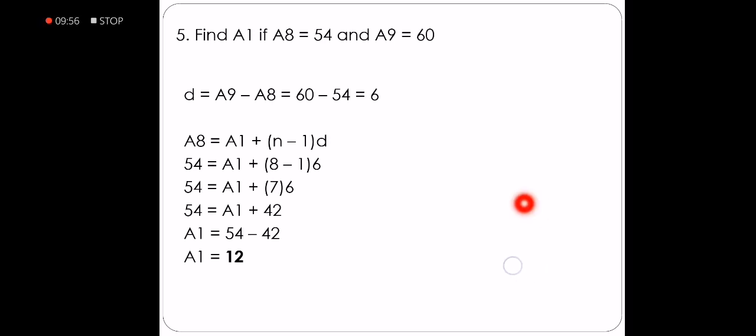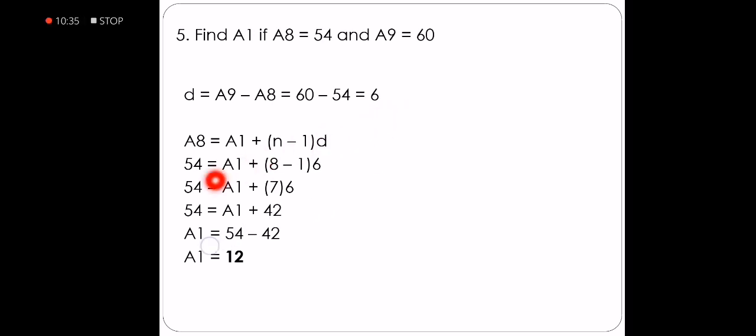Number 5: find a sub 1 if a sub 8 equals 54 and a sub 9 equals 60. This time, we are looking for a sub 1. As you notice, we are given a sub 8 and a sub 9, and these are consecutive terms. So we can subtract the two to get the common difference right away. The common difference equals a sub 9 minus a sub 8, which is 60 minus 54, and that equals 6.